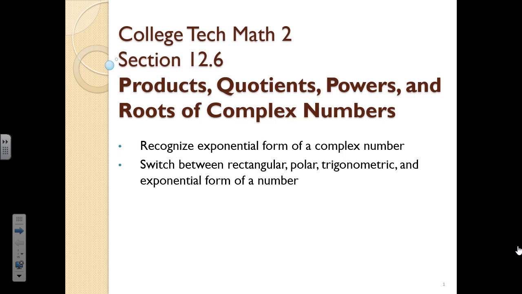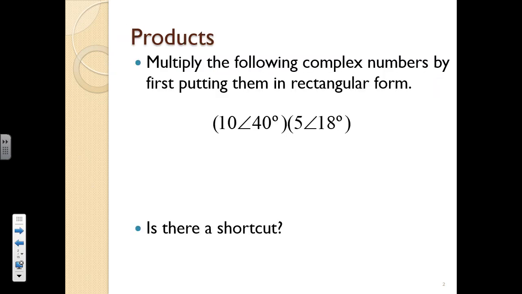We're going to wrap up all of our work with complex numbers here today. The goal in this last topic is for you to be able to take a complex number in any form and find its product, that is to say multiply them, divide them, raise them to powers, and to find roots of complex numbers. So let's get started.